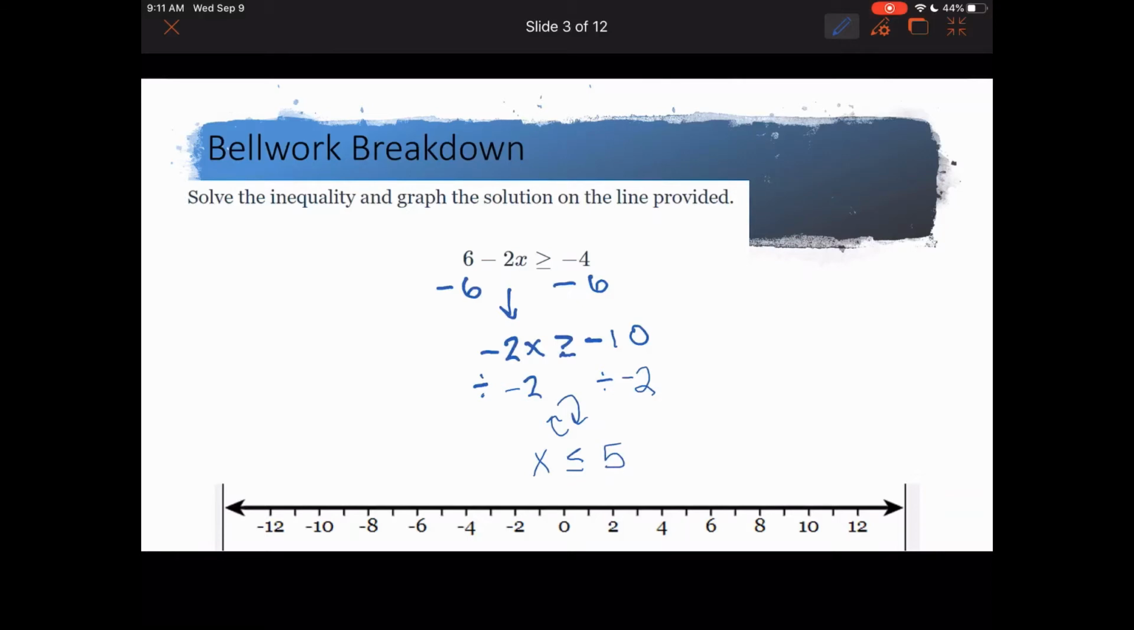Now I see that my answer is all the x's less than or equal to 5. So I'm going to go plot a point at 5. And it's all my x's less than that number.